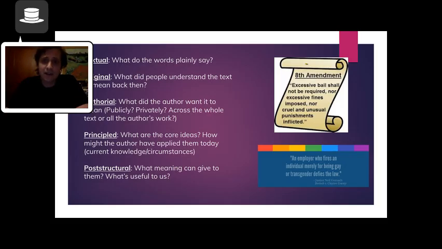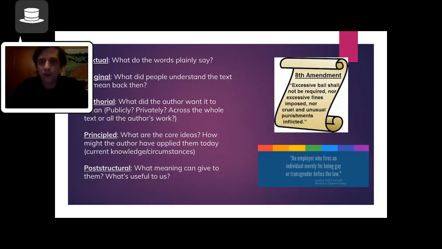The Eighth Amendment. This is one we often come down to when we're talking about constitutional interpretation. Excessive bail, right? Pretty easy textual interpretation that, all right, bail is bail. We understand it has a specific meaning. It's what you pay to get out of jail while you're awaiting trial. Okay, all right, so that's what we know.